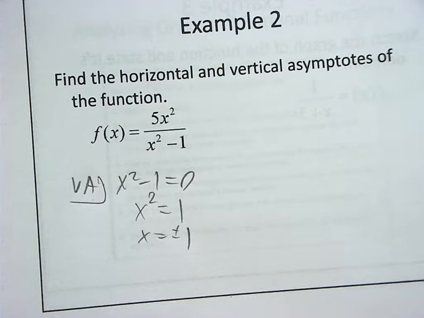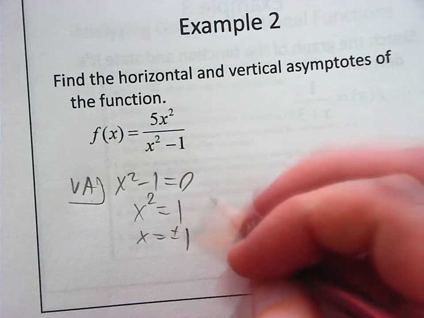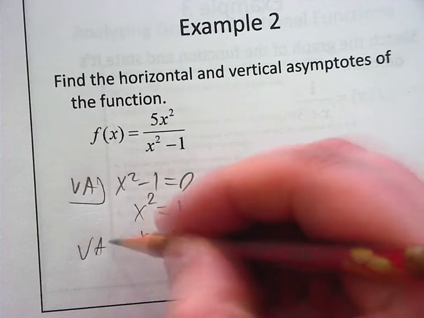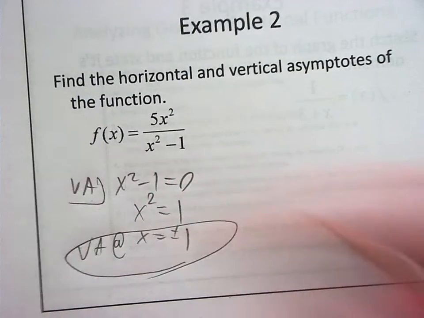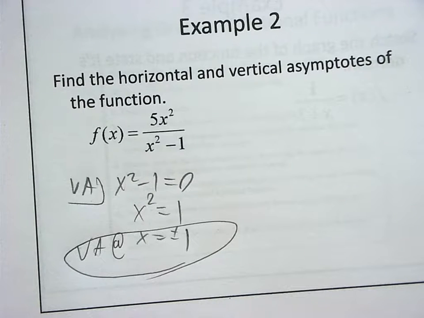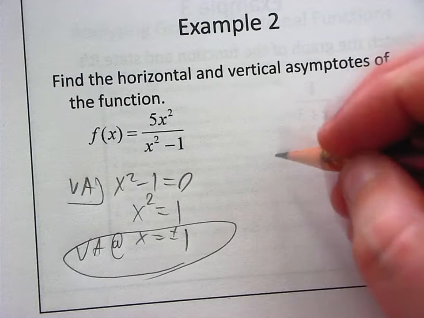Okay, so that means you actually have two vertical asymptotes. So vertical asymptotes at these two things. And you can just write it that way. Horizontal asymptotes, these take a little bit of thought.